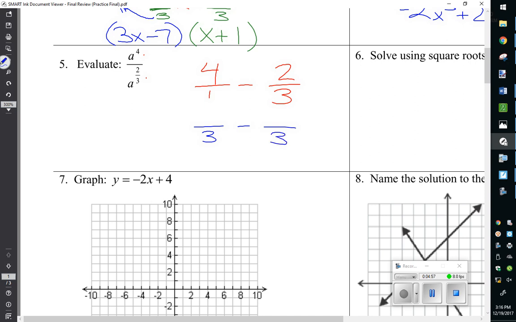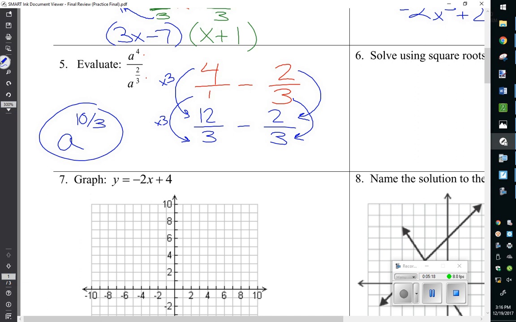Over here, I'd have to multiply that 1 times 3. So that means I better multiply that top by 3 and get you 12. Over here, it's already a 3, so I don't have to do anything on top. It's just going to stay the same. 12 thirds minus 2 thirds is going to get you a to the 10 thirds power. I subtracted because it was division, and that a is going to stay on top because that exponent of 4 is bigger than that exponent of 2 thirds.